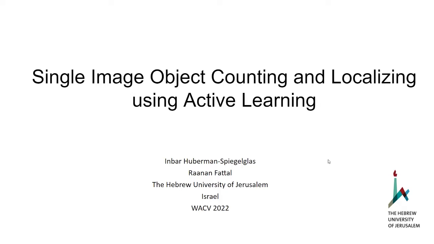Single image object counting and localizing using active learning. Inbar Huberman-Spiegelglas and Raanan Fattal from the Hebrew University of Jerusalem, Israel.